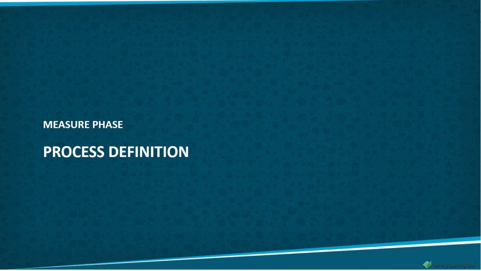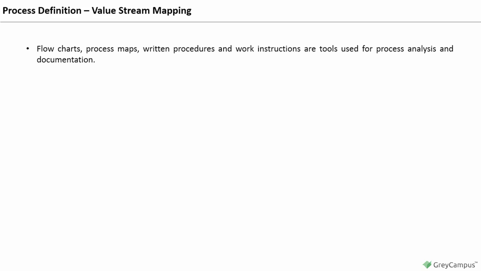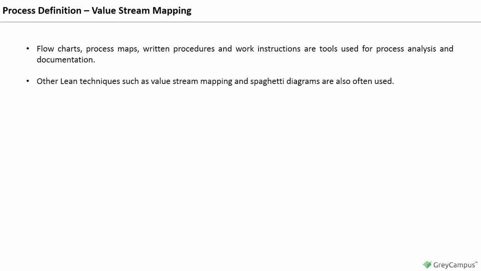Measure phase, process definition, value stream mapping. Flowcharts, process maps, written procedures, and work instructions are tools used for process analysis and documentation. Other lean techniques such as value stream mapping and spaghetti diagrams are also often used.